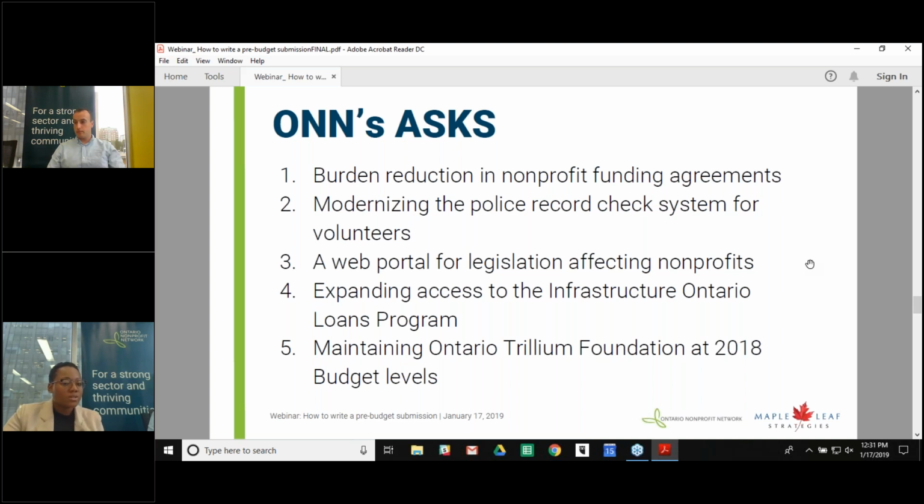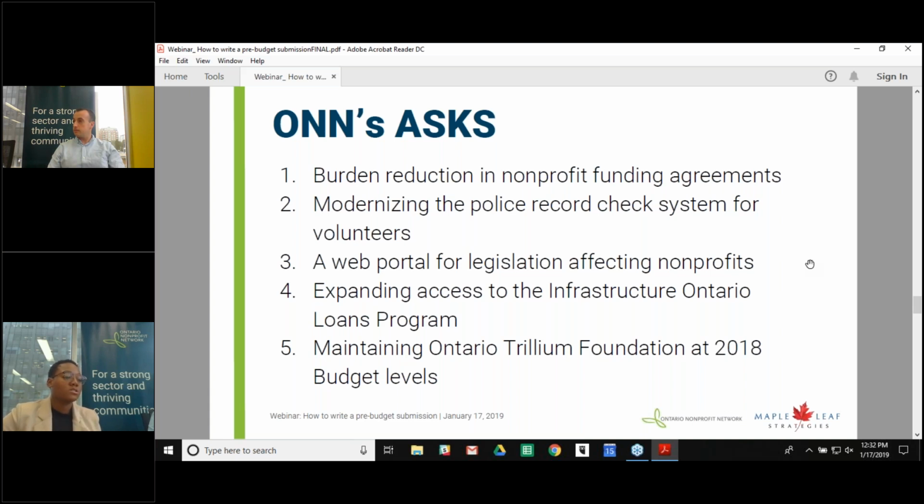So I'll talk to one example, around the volunteers and modernizing the police record check system. For ONN, that means making life easier for volunteers. In thinking about providing this recommendation, we're trying to tie it into the government's thinking: how do we make life simpler for people? How do we get them to participate more? How do we make it easier for them?